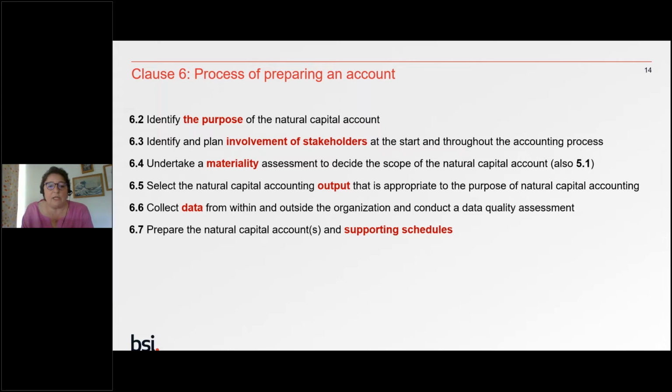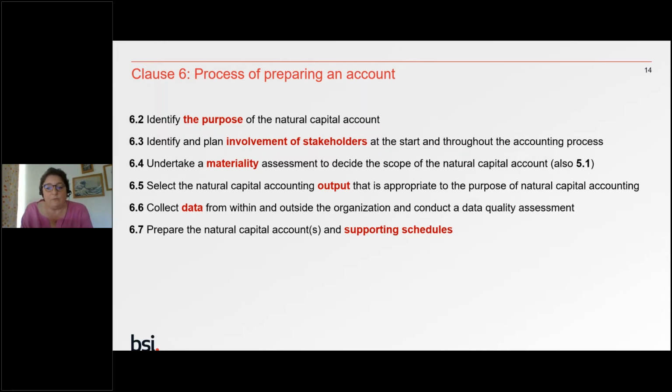And the next step is, having made decisions and agreements about the purpose, involvement of stakeholders, and what's material, then selecting which accounting output, whether it be income statement, balance sheet, or both, will be produced, and collecting data to populate those accounting structures, and then making sure that not only the income statement and balance sheet that I showed some examples of in the previous slides to be presented, but also all the supporting schedules to be available too.